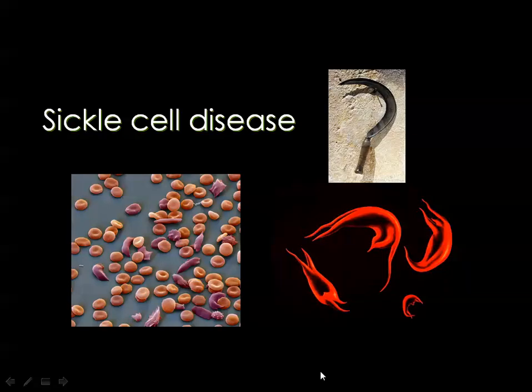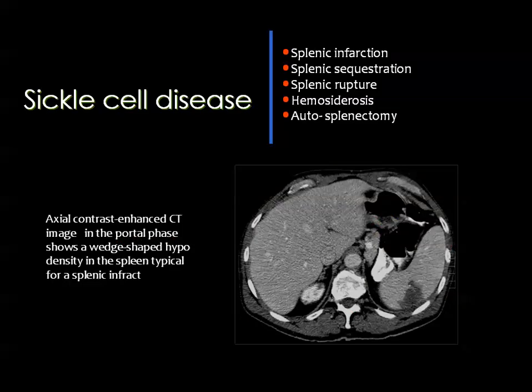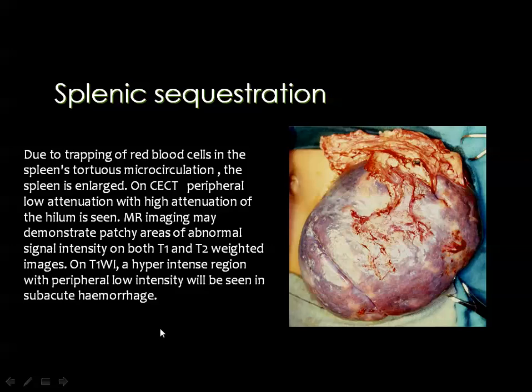Then the sickle cell disease has an intimate relation to the spleen, and there are too many complications that can affect the spleen in patients with sickle cell disease, including splenic infarction, splenic sequestration, rupture, hemosiderosis, and autosplenectomy. And the splenic infarction is similar to any infarction, and you see wedge-shaped hypodensity with the base outside, apex inside, and reaching the capsule of the spleen.